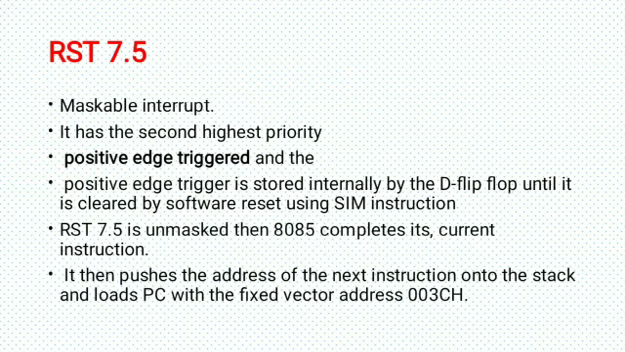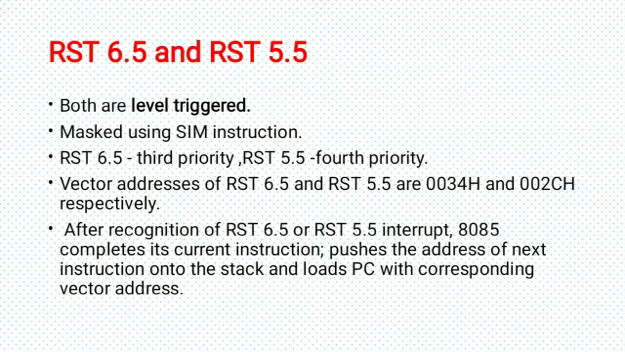The next one is RST 7.5. It is a maskable interrupt and it has the next highest priority. It has a positive edge trigger. The positive edge trigger is stored in a D flip-flop until it is cleared by a software reset using the SIM instruction. SIM means set interrupt mask. If RST 7.5 is unmasked, the 8085 completes its current instruction and then pushes the address of the next instruction onto the stack and loads the program counter with a fixed vector address, that is 003CH.